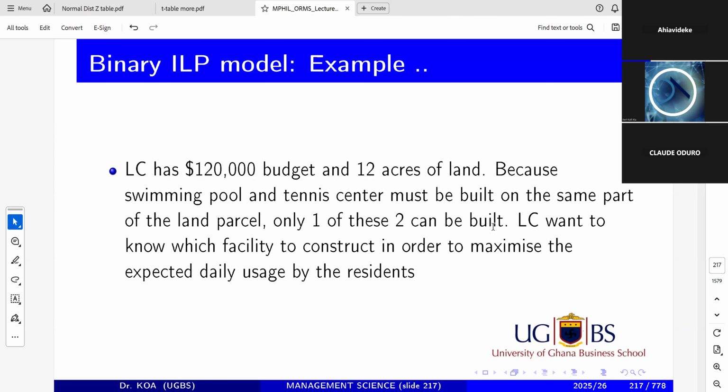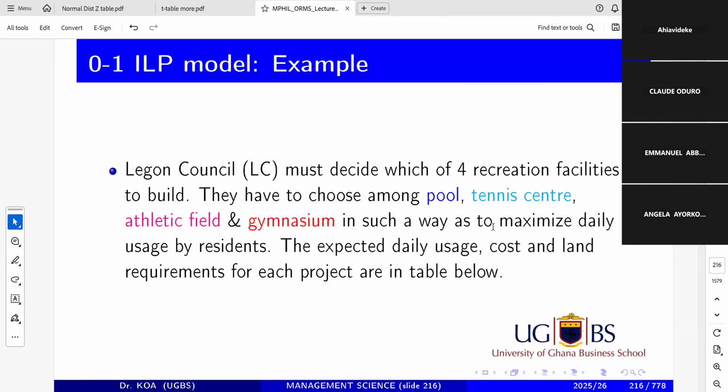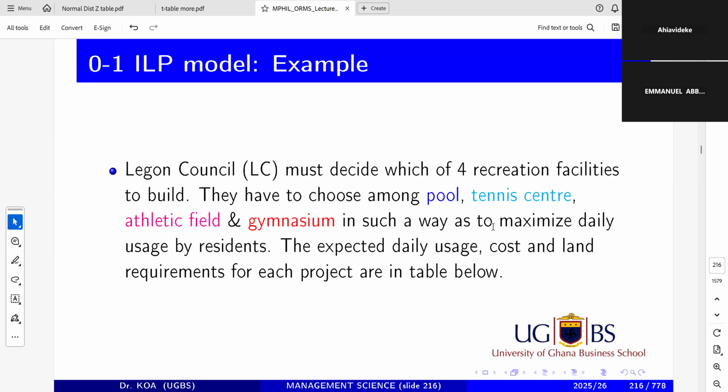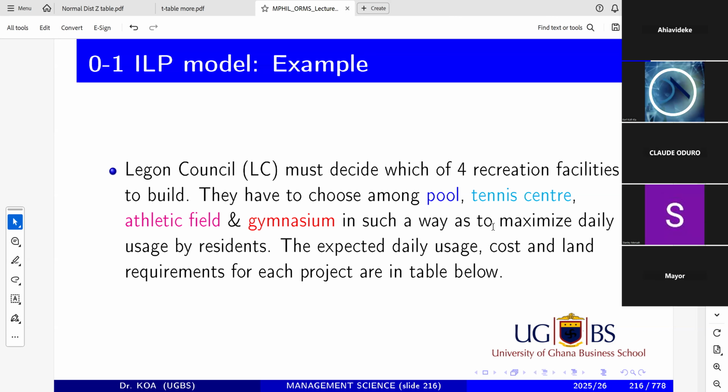Give me a word in the whole sentence. Doc, please, can I speak? No, I haven't called you. The word is "to". Yes, Emmanuel. Doc, the word is "to". Choose. Is that what you said? No, "to". Where is that? The number 2? No, not at all.